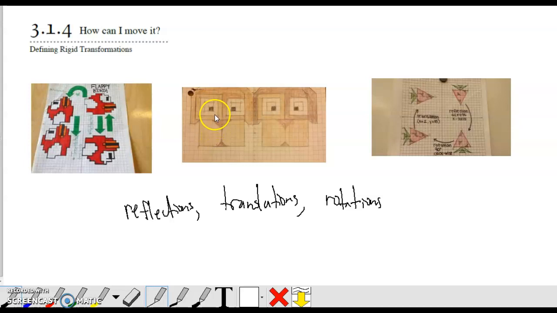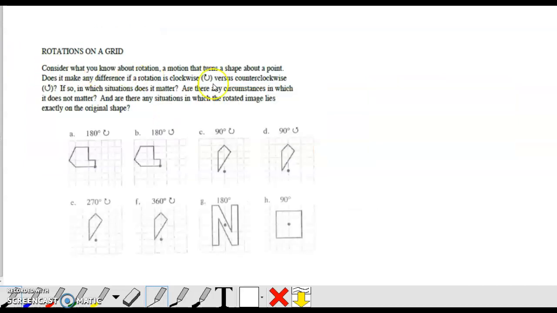Okay, you're going to be looking at your resource page, and I want you to look at this first problem: rotations on a grid. Consider what you know about rotations, a movement that turns a shape around a point. This would be called the point of rotation. Notice that some of these points are not attached, some are attached, and some of them are in the middle of this.